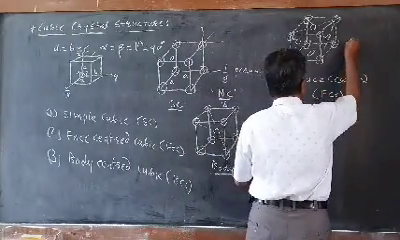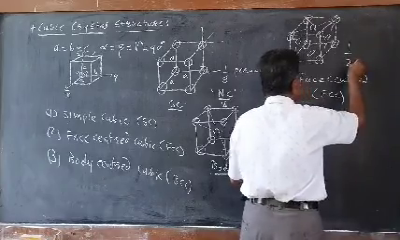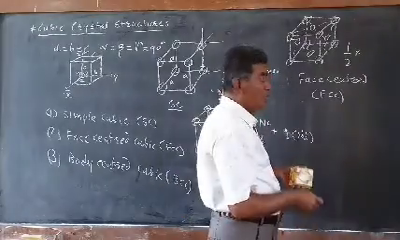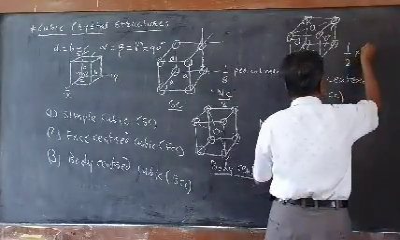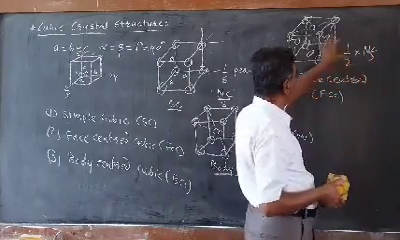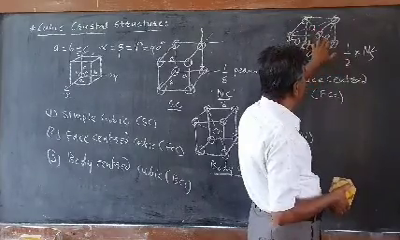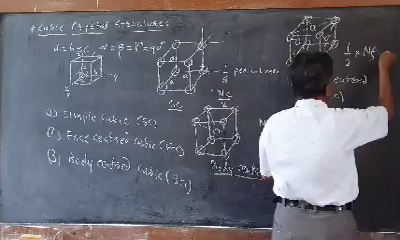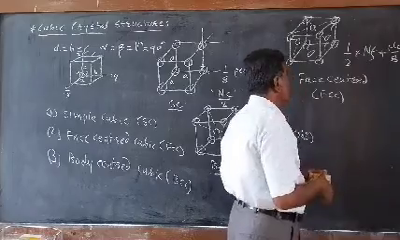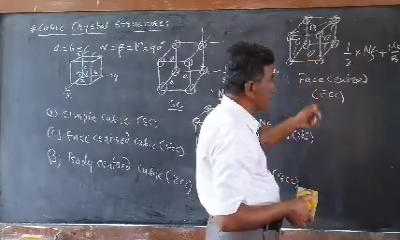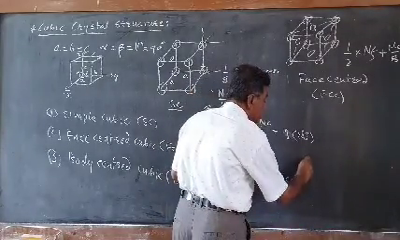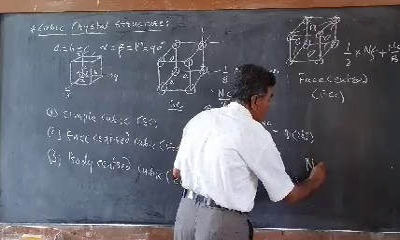Here it is nothing but the 1 by 2. In a cube, how many faces are there? There are 6 faces. If Nf is the number of face centered atoms, then Nf divided by 2 gives the contribution of all face centered atoms, plus the number of corner atoms, that is Nc divided by 8. So this is the total number of atoms per unit cell in case of face centered atoms. So we can generate one equation. The total number of atoms per unit cell of the cubic unit cell can be obtained as follows.